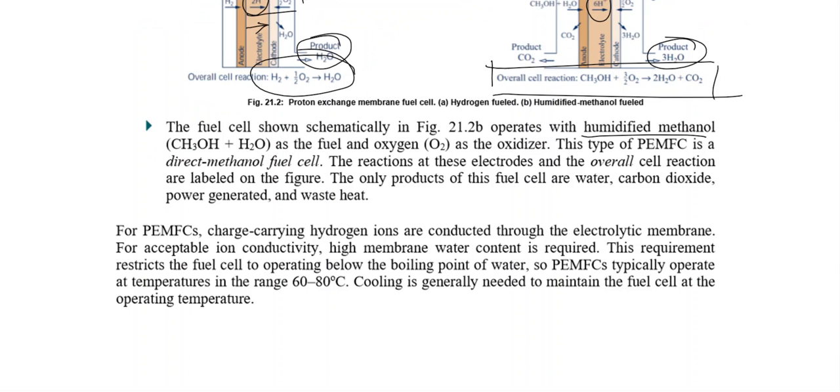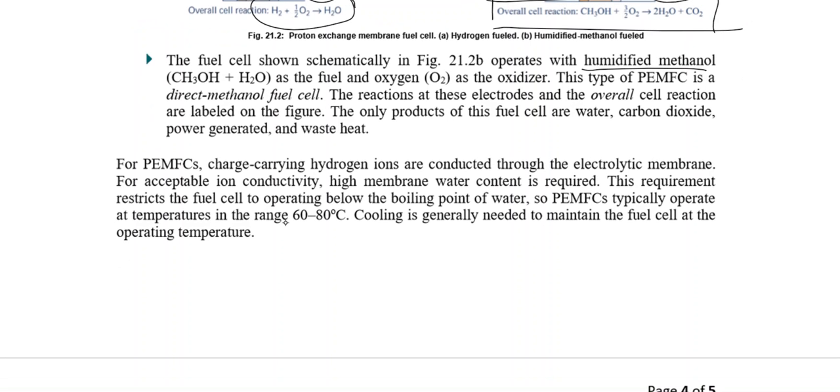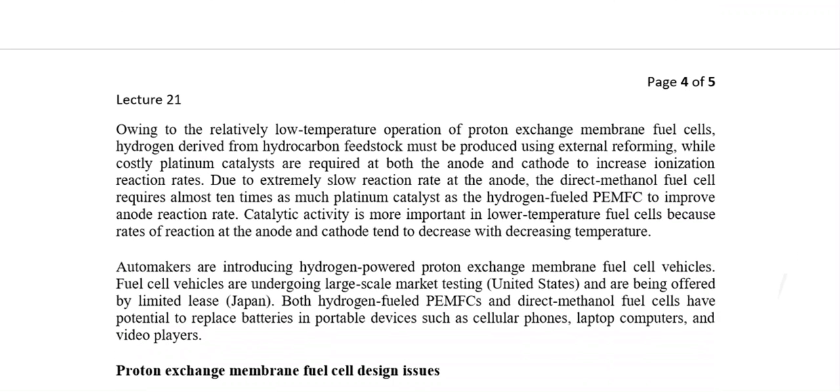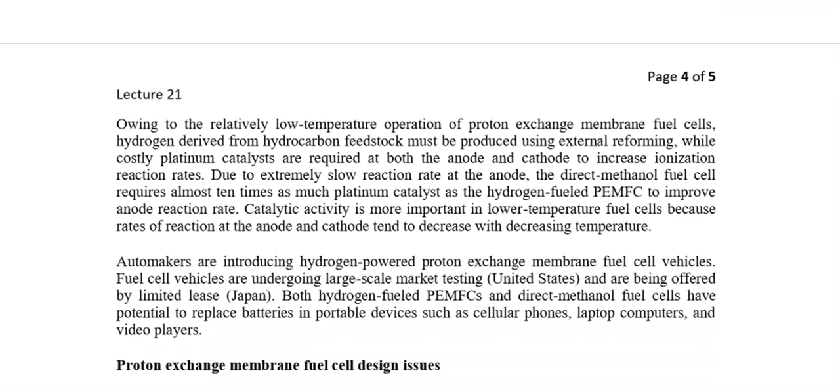Typically the operating temperature is maintained at 60 to 80 degrees centigrade. Cooling is generally needed to maintain a fuel cell at the operating temperature. A higher operating temperature would mean you would be drying the fuel cell, and if you are drying the fuel cell, it also means there will be no reaction taking place. Owing to the relatively low temperature operation of the proton exchange membrane fuel cell, hydrogen derived from the hydrogen feedstock must be produced externally, as we have already discussed. This is what we call the PEMFC.